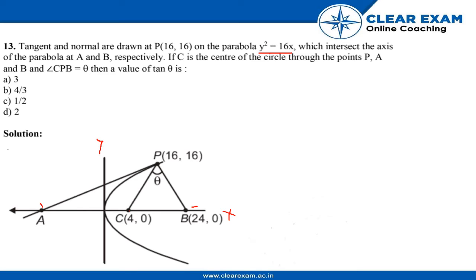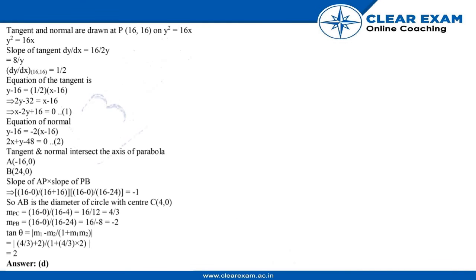So we have to find this angle. Tan of this angle, tan equals sine theta upon cos theta. Finding this, we will simply see. So we have been given a point from which the normal is drawn. The equation of the parabola is y square equals 16x, and the slope of the tangent, dy by dx, equals 16 divided by 2y, which equals 8 by y.